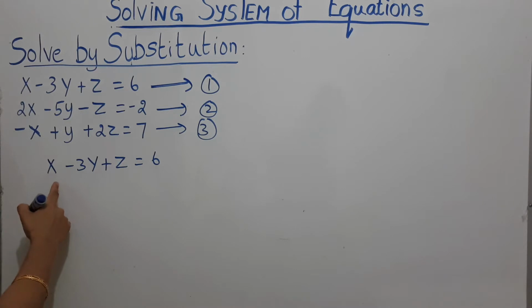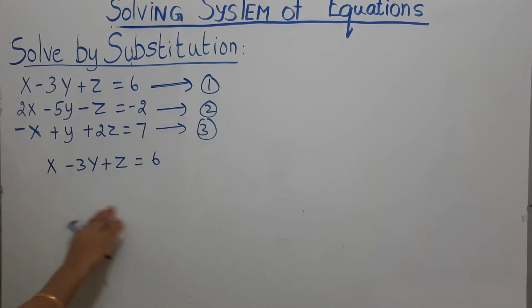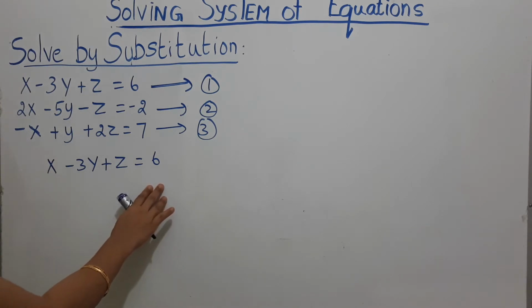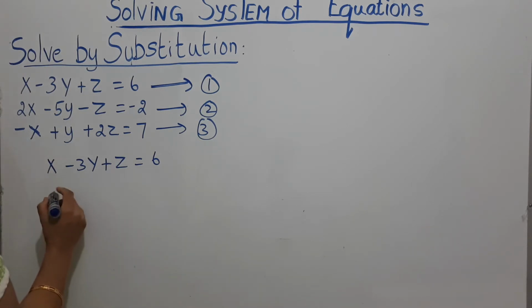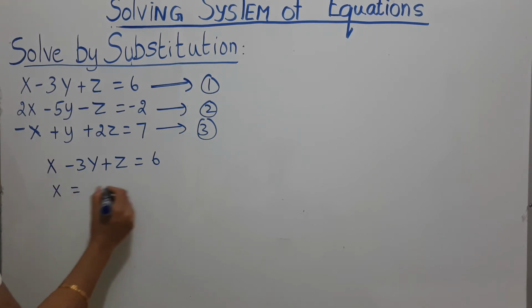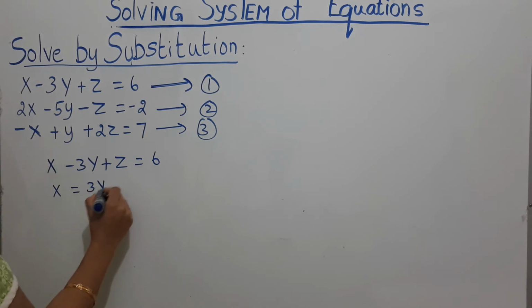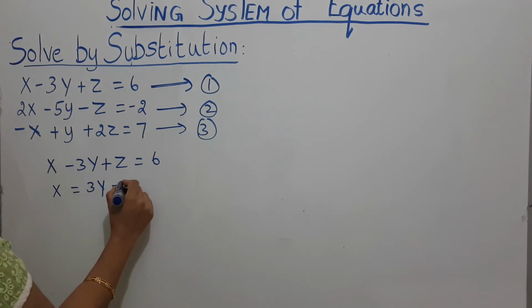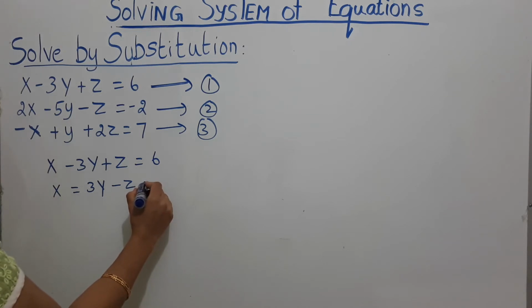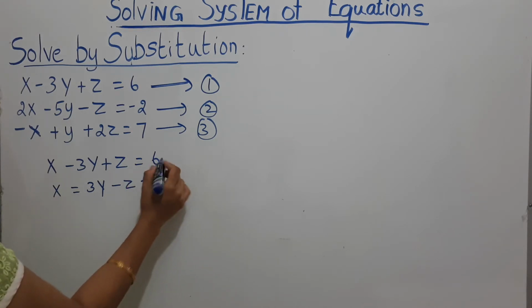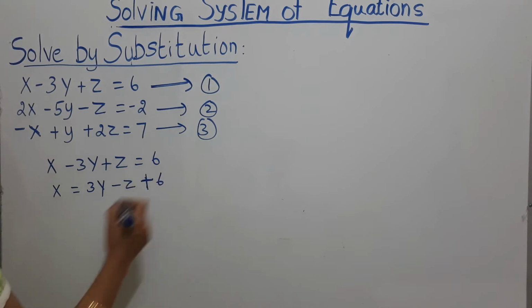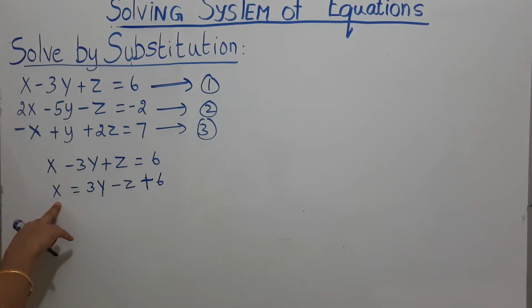And now I am going to solve for x. Okay, solve for x means only x value will be in the left hand side and the rest will be in the right hand side. You have to move it to the other side. So now here x equals y term will go there. So plus 3y minus z plus 6. Okay, because this is in the other side and it's having plus sign only. So you have to solve for any one of the variable, either x or y or z. So I have solved for x.